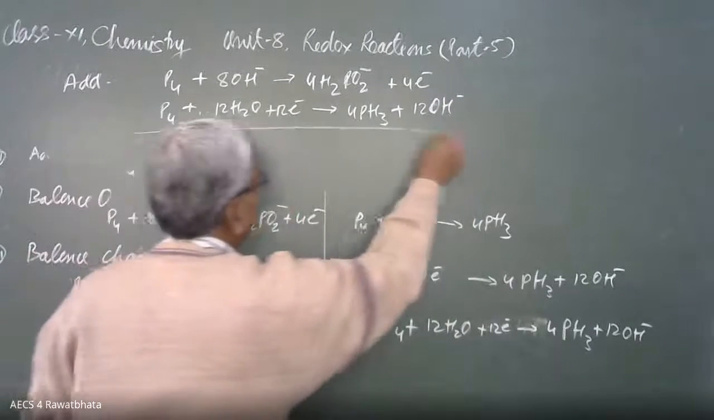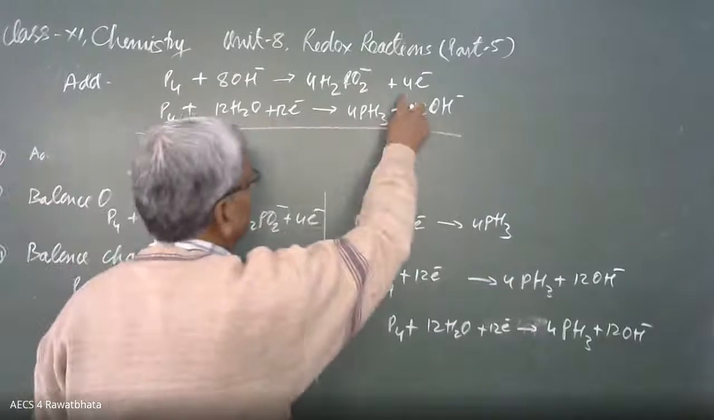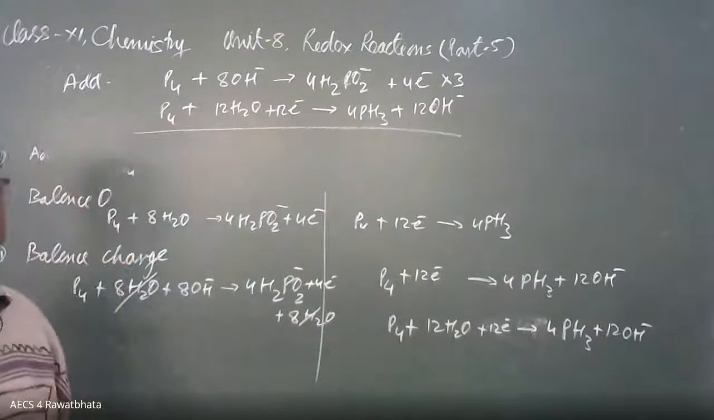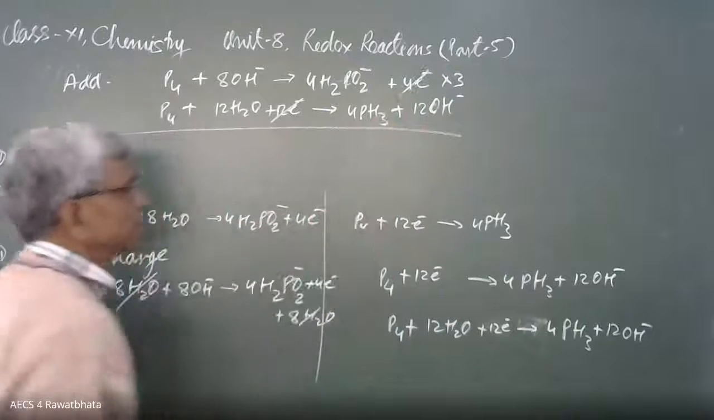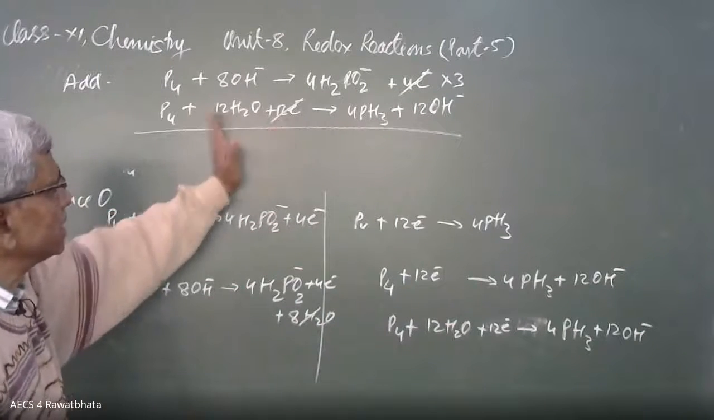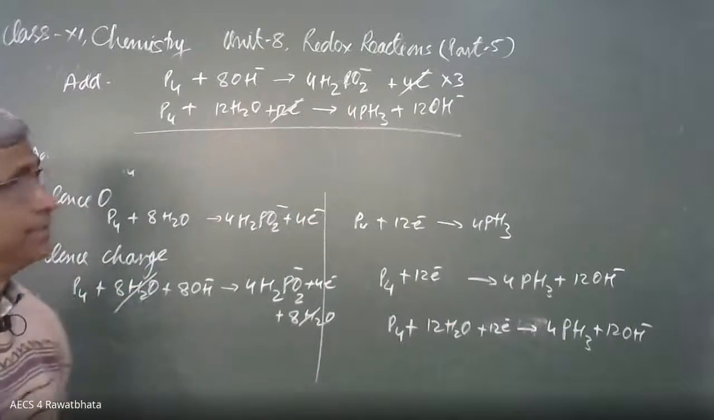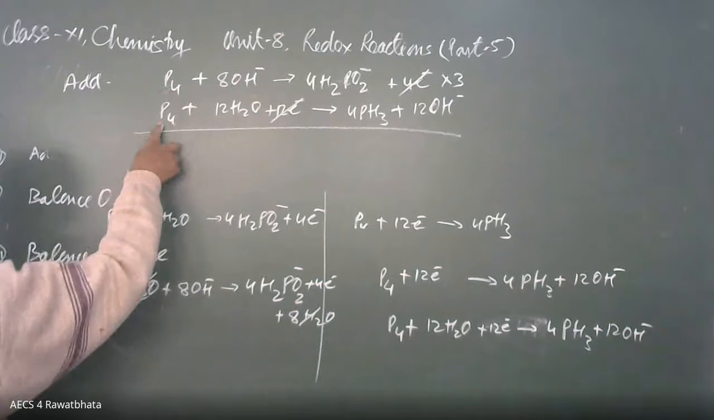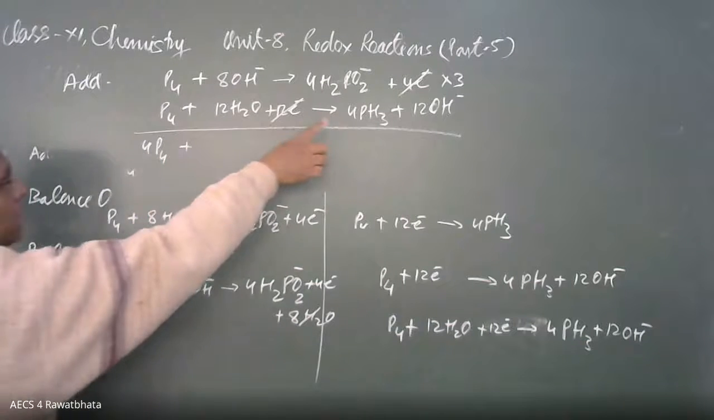And add. Electrons should be equal. Here there are only 12 electrons and here only 4 electrons. That's why this should be multiplied by 3 to equalize the electrons. So electrons become 12 in both reactions. They are cancelled, the reactant side electrons and the product side electrons. That's why they should be cancelled. And here, finally, 3 multiplied by 3 phosphorus and 1 phosphorus, 4 phosphorus, 4 P4 plus 8 times 3.